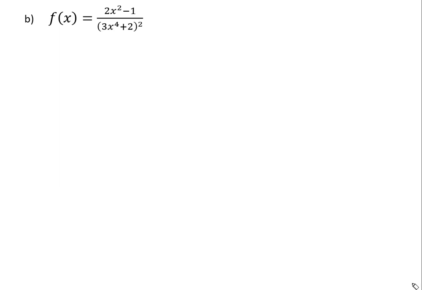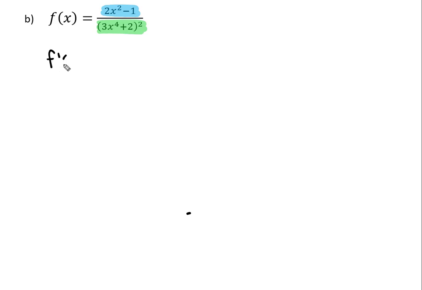To differentiate f of x, we need to use the quotient rule combined with the chain rule. So we are going to be finding the derivative of this fraction, which will be the bottom part times the derivative of the top minus the top part times the derivative of the bottom, all over the bottom squared. Let's color code it first.